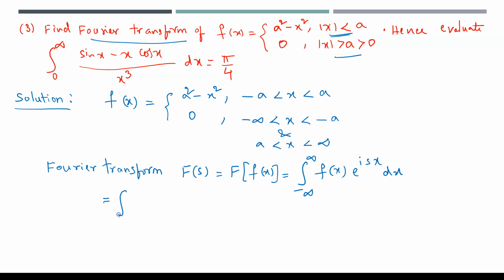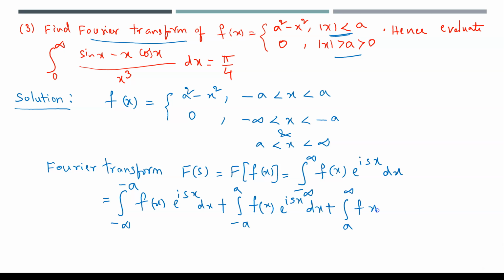Now this integral can be written as integral from minus infinity to minus a, then minus a to a, and a to infinity. So there are three different intervals. We can split the interval minus infinity to infinity into three intervals: the integral from minus infinity to minus a of f of x e power isx dx, plus the integral from minus a to a of f of x e power isx dx, plus the integral from a to infinity of f of x e power isx dx.